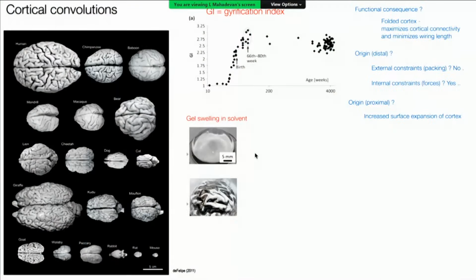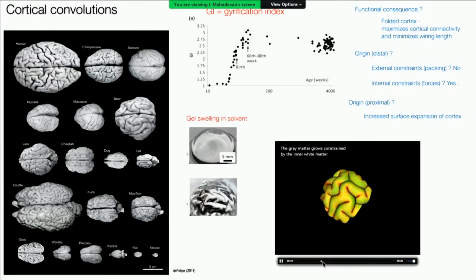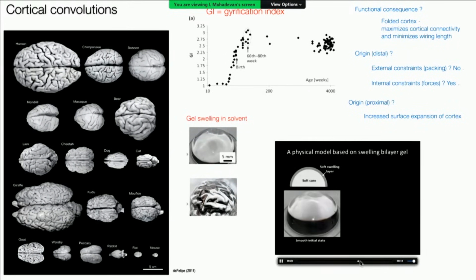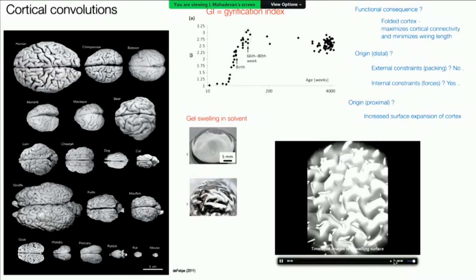And so we did some experiments to essentially try and mimic that physical model, if you will. Take a gel hemisphere, put it in a solvent, it absorbs solvent from the surroundings, it swells, and when it swells, it forms wrinkles, not dissimilar to what would happen if you put your fingers in water for too long. Here is a movie showing exactly that. I will speed it up. And you can see this is a computation which shows you how these folds form. You can also see the same thing by basically taking this gel and putting it in a solvent.